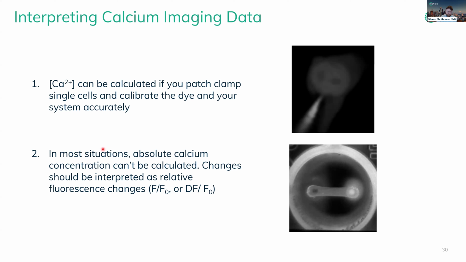In most situations, absolute calcium can't be calculated, and changes should be interpreted as relative changes in calcium, for example, fluorescence over F0. But this is still a really powerful technique.